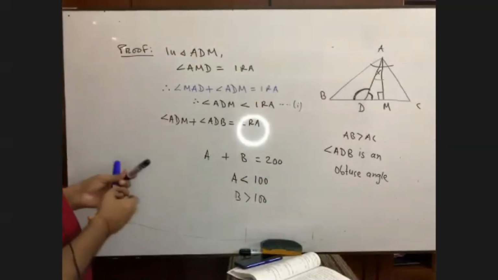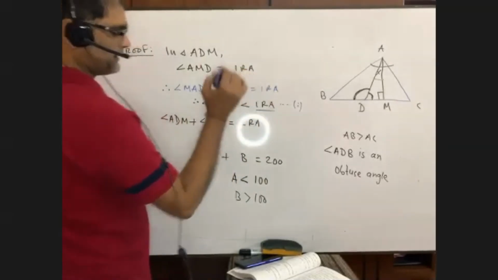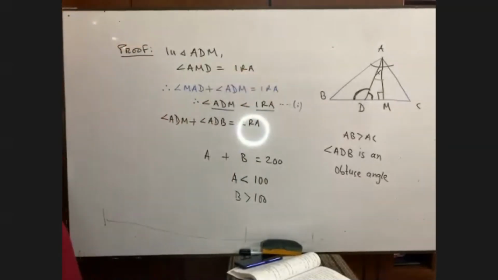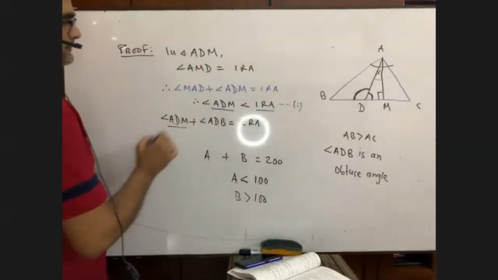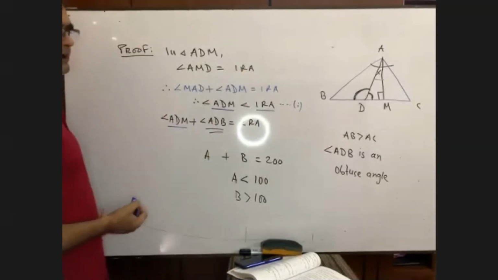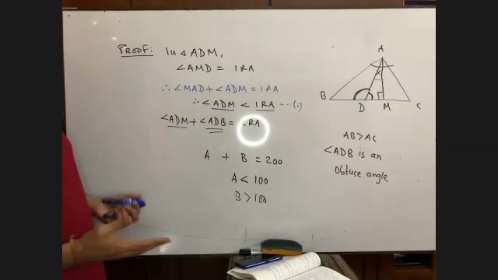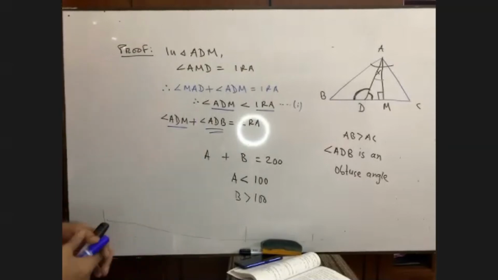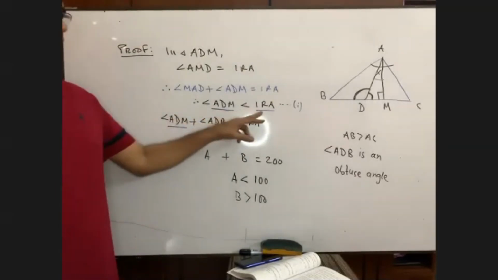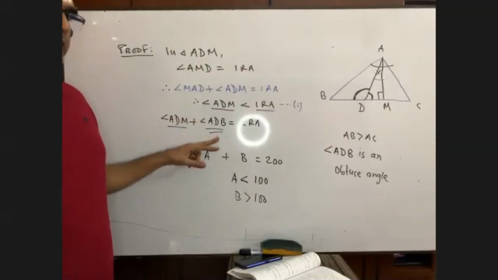Now you see, this is less than one right angle. Am I right? So what's about this, ADB? Is it greater than one right angle? Yes, sir. It is greater than one right angle.